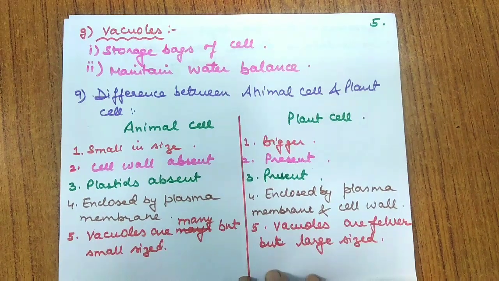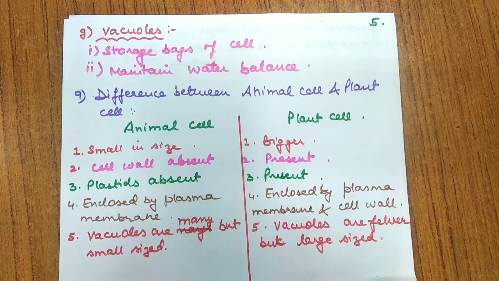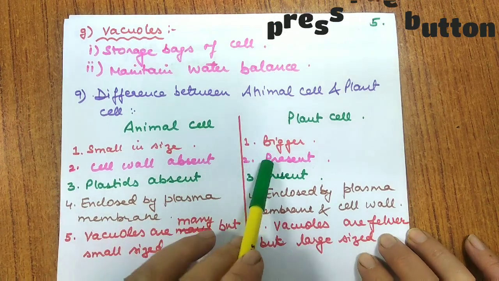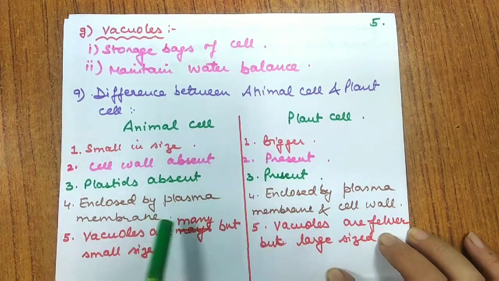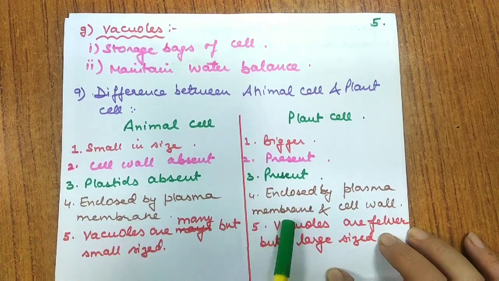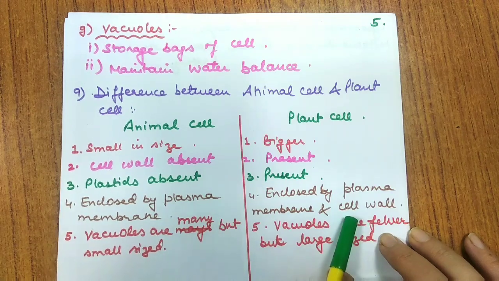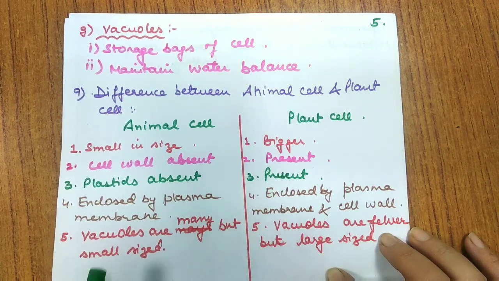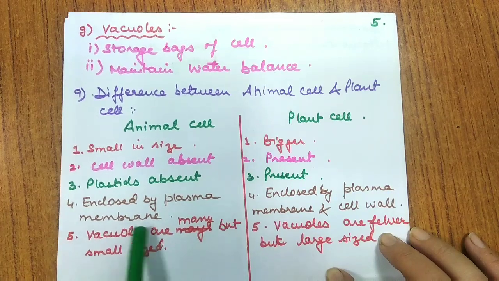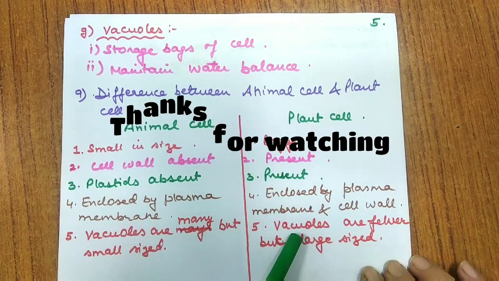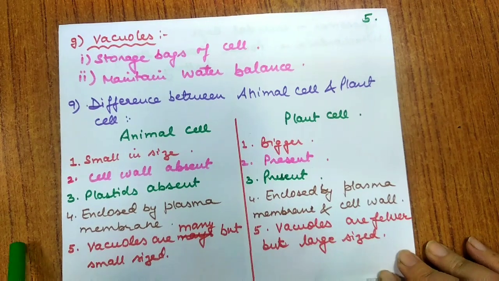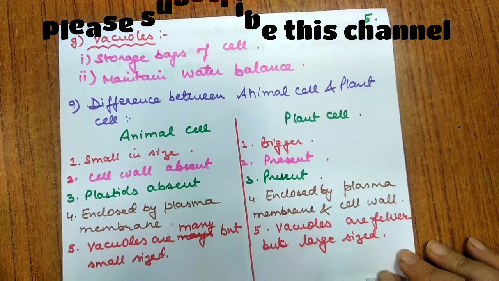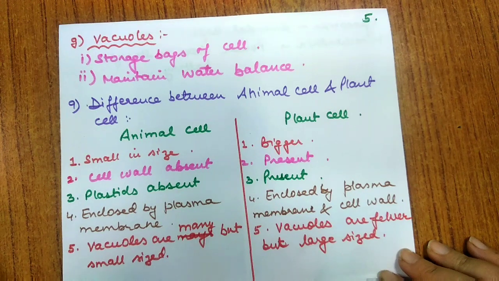Now at the end, let us discuss the difference between plant cell and animal cell. Animal cell is small in size, whereas plant cell is bigger in size. In animal cell, cell wall is absent; in plant cell, cell wall is present. In animal cell, plastids are absent; in plant cell, plastids are present. Animal cell is enclosed by plasma membrane, whereas plant cell is enclosed by plasma membrane as well as cell wall. So double protection is there for plant cells. In animal cells the vacuoles are many but small sized, but in plant cell vacuoles are very few but large sized. So this is all about the difference between plant cell and animal cell and the complete chapter.